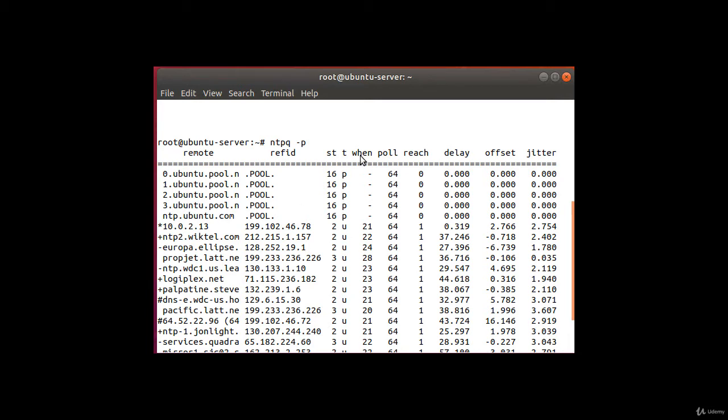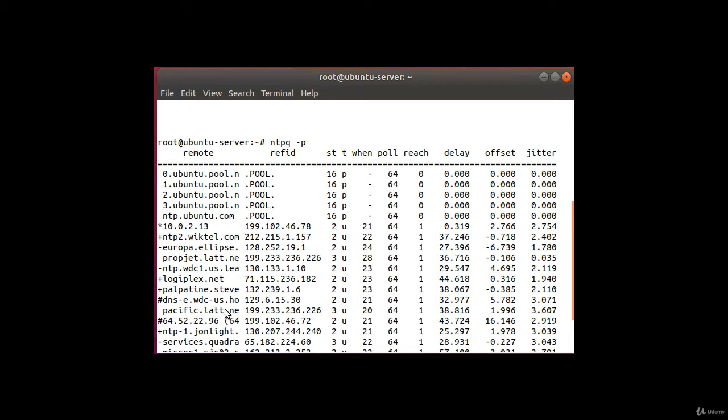The next one is when the last time when the server was queried for the time, and the default is seconds, or M will be displayed for minutes, H for hours, and D for days. Okay, and the next one is poll. How often the server is queried for the time, with a minimum of 16 seconds to a maximum of 36 hours. It's also displayed as a value for a power of 2. Typically, it's between 64 seconds and 1024 seconds.